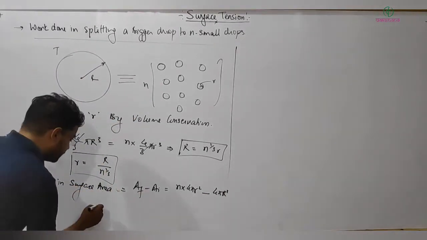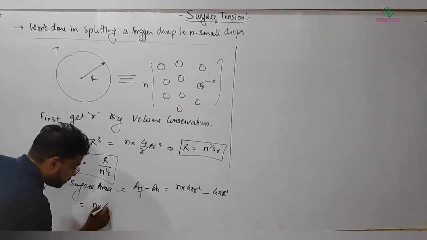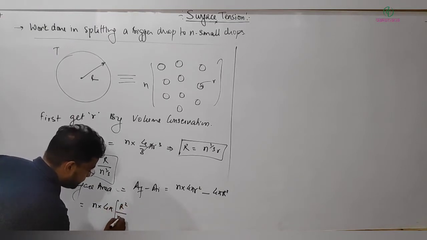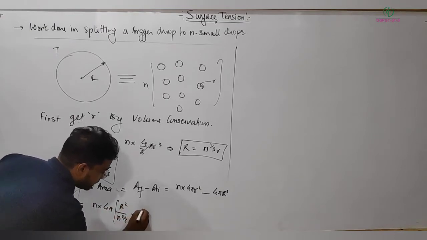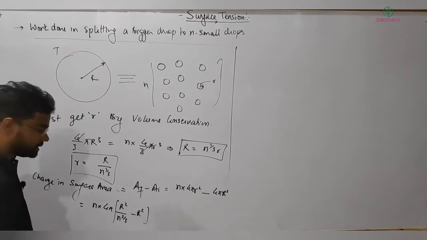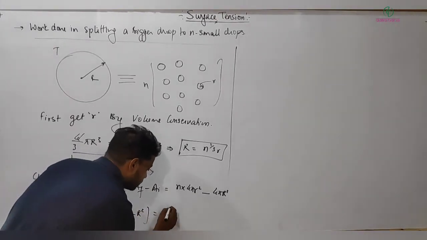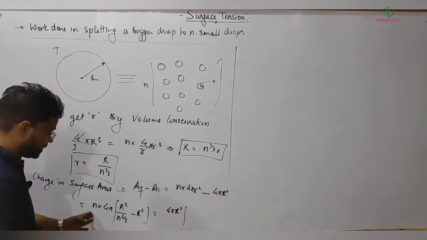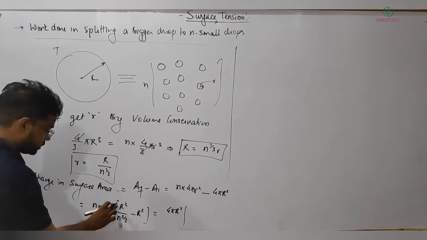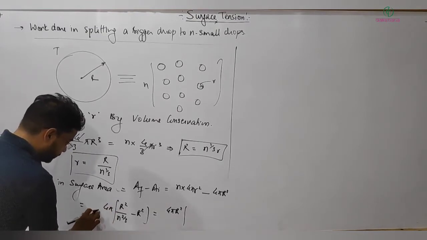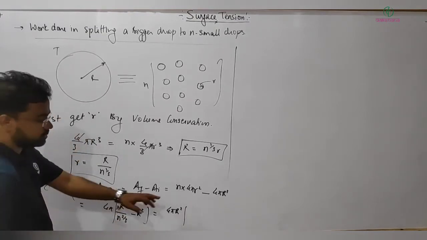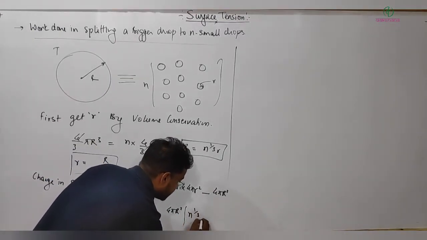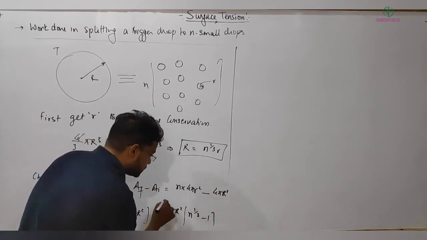So substituting it there, we are getting n. Let me take 4 pi r square out, so it's r square divided by n power 2 by 3 minus r square, and n taking inside, taking this 4 pi r square out. n will not be here, it should be here, is it? Because it's only in multiplication here. So then it can be written as n power 1 by 3 minus 1. So this is your change in area.